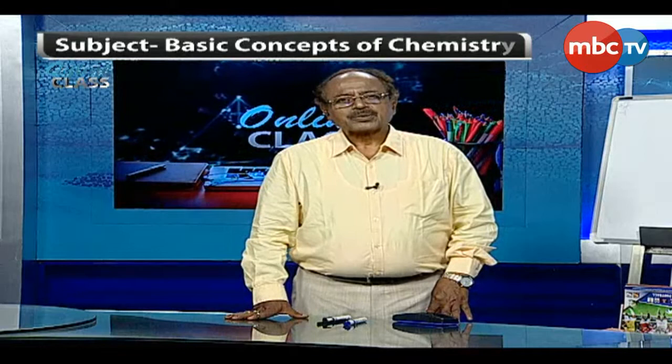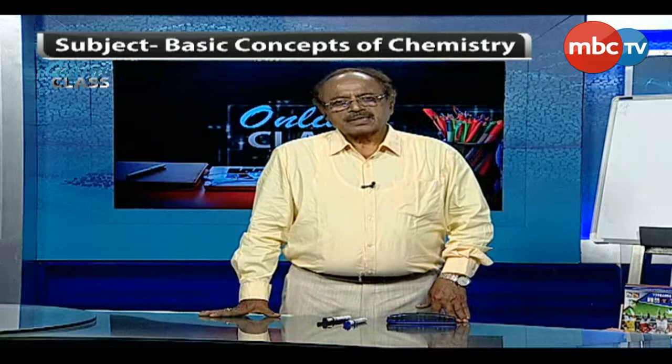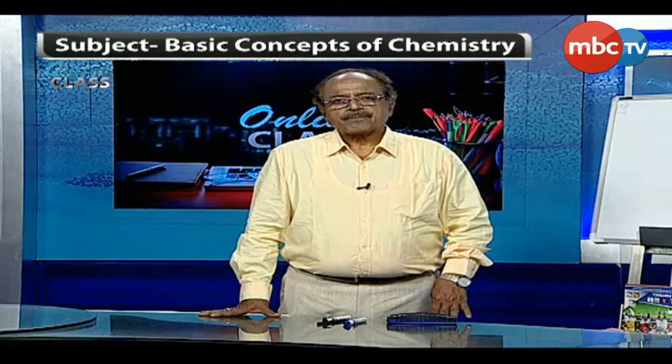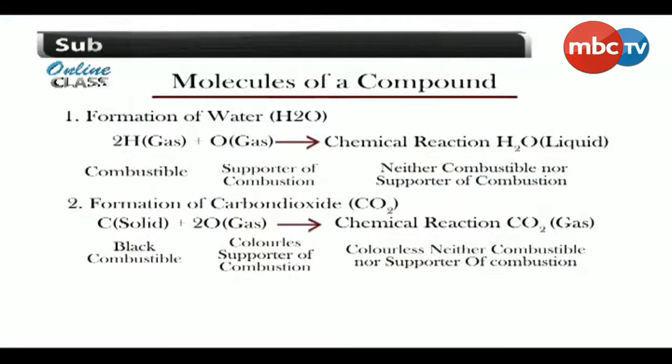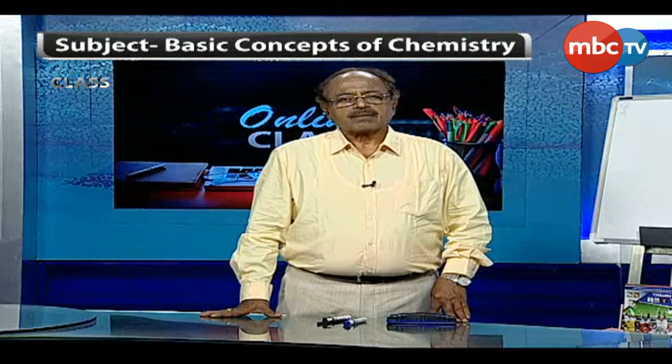Now, coming to the combined state, it exists as a compound. In a molecule of a compound, the molecule is defined as the smallest particle of a substance which has free existence. When atoms of different elements combine in definite proportion, they form the molecule of a compound. In a molecule of a compound, the atoms of the combining elements lose their elementary properties. So the molecule exists as one particle, as in the example of hydrogen, combustible, and oxygen, supporter of combustion, but water is neither combustible nor a supporter of combustion.